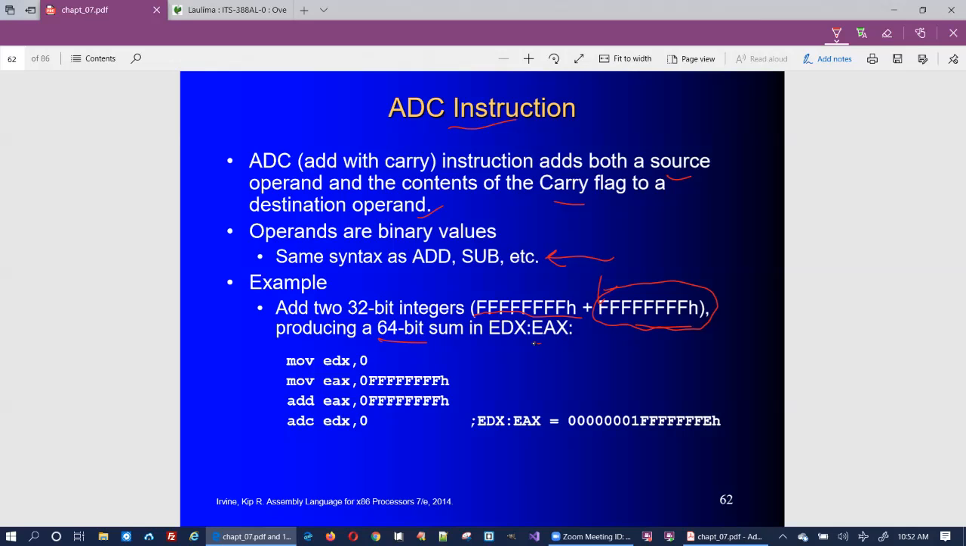It's going to be the EAX register, which is 32 bits and is the lowest order, and the upper order will be the EDX register. When we add these two, we have to start by setting EDX to 0, because if there's any garbage up there, it'll be included in the result. So we move this large operand into EAX, and we add the same operand to EAX, and there will be a carry. The carry will be in the carry bit.